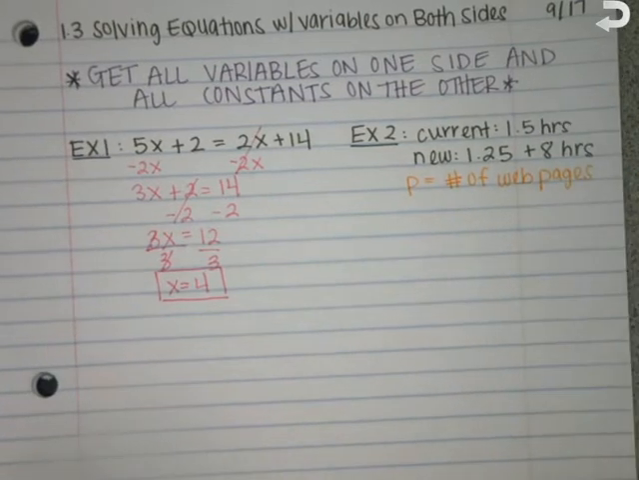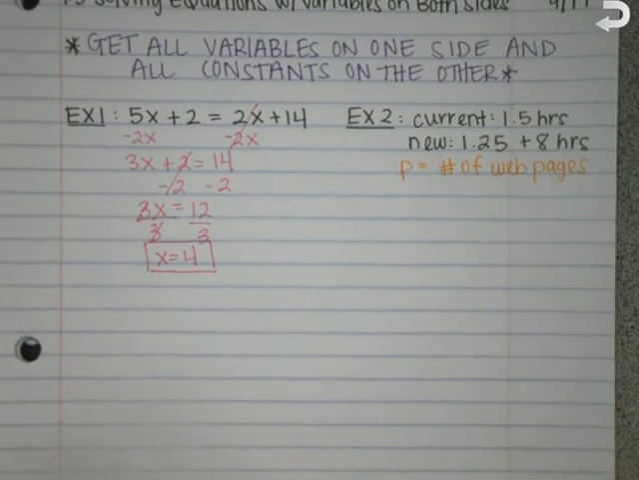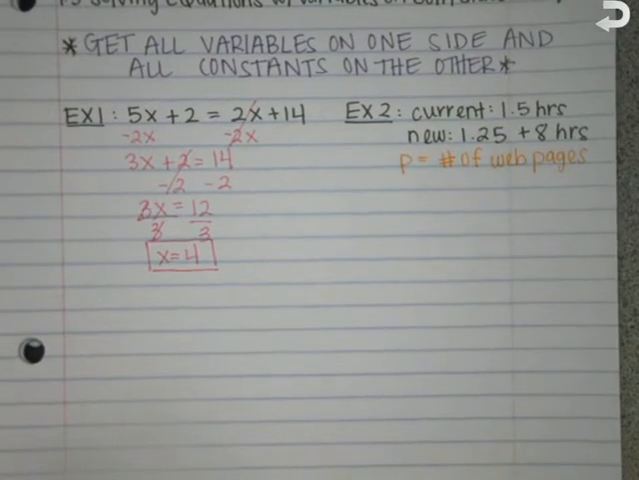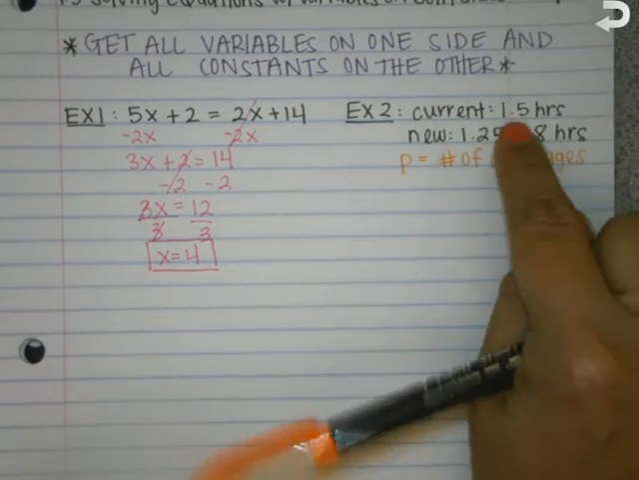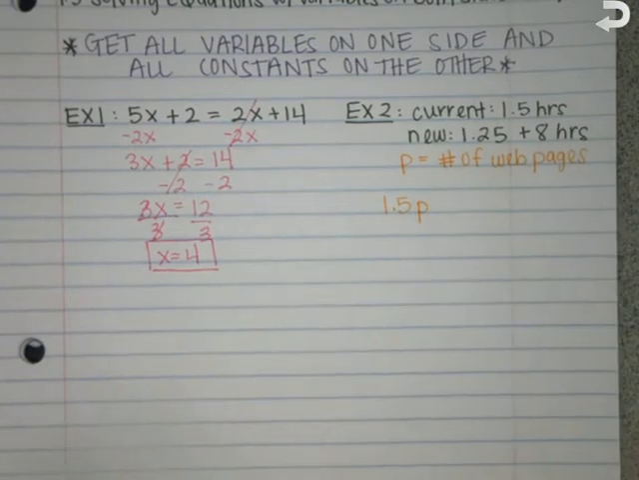Okay. So P is going to be the number of web pages. How many web pages can he design using his old software? Or how long will it take him? 1.5 times the number of pages, right? Because it's 1.5 per page.